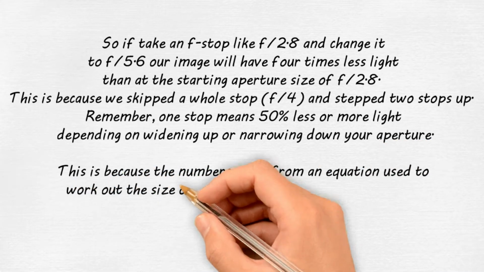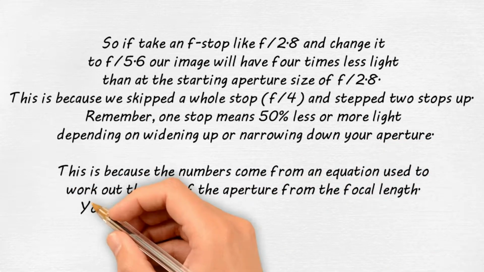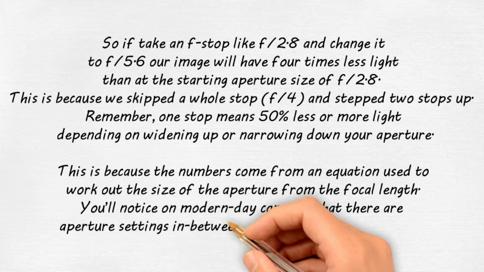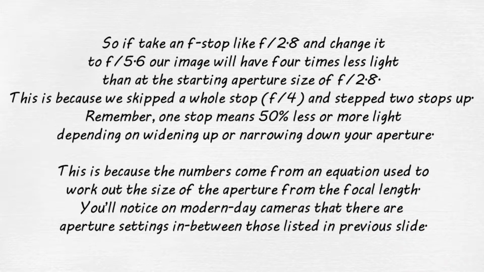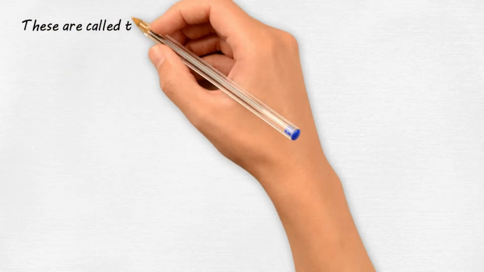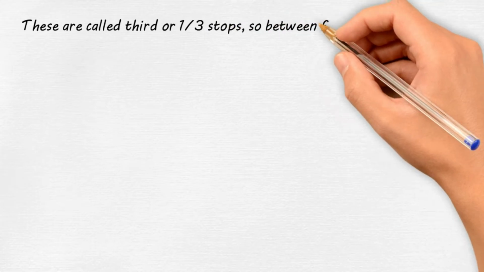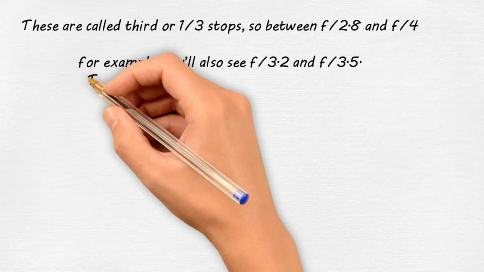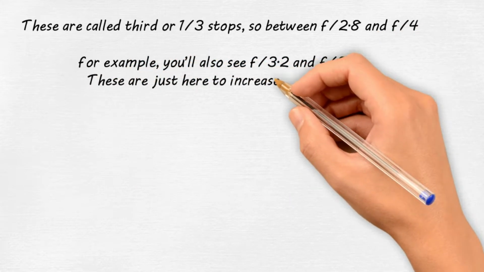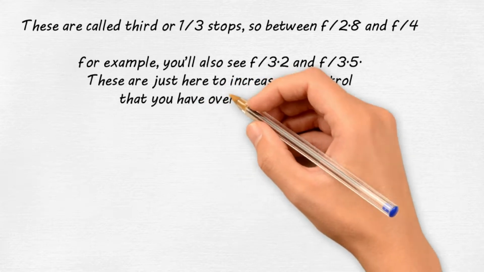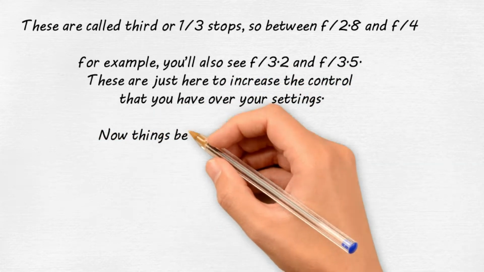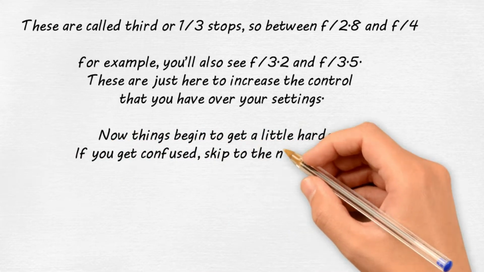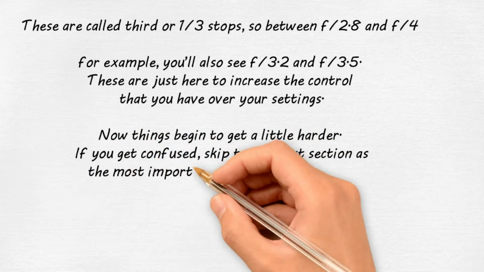This is because the numbers come from an equation used to work out the size of the aperture from the focal length. You'll notice on modern-day cameras that there are aperture settings in between those listed in the previous slide. These are called third or one-third stops, so between f/2.8 and f/4, for example, you'll also see f/3.2 and f/3.5. These are just here to increase the control that you have over your settings. Now things begin to get a little harder. If you get confused, skip to the next section as the most important part has been covered.